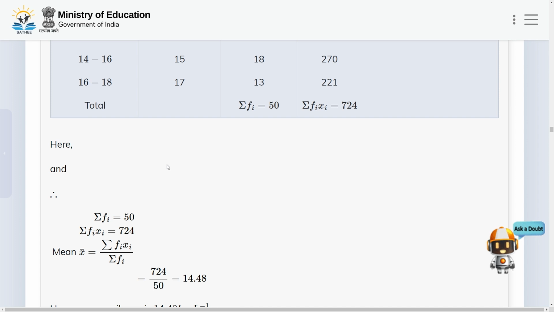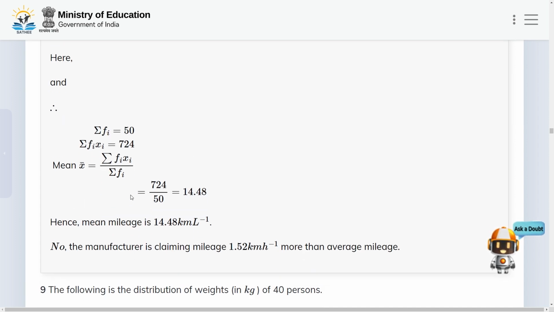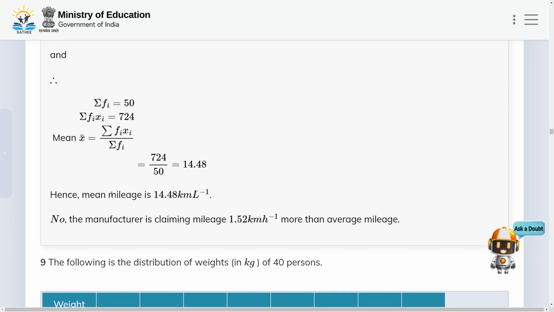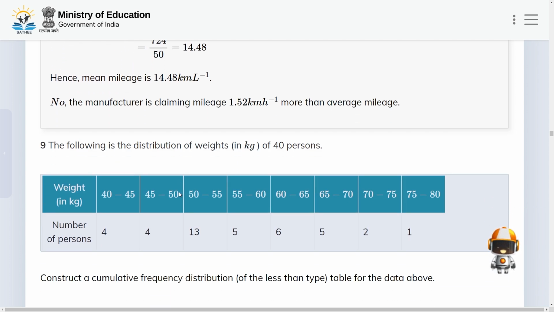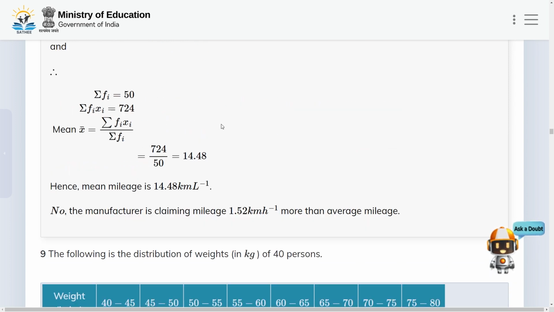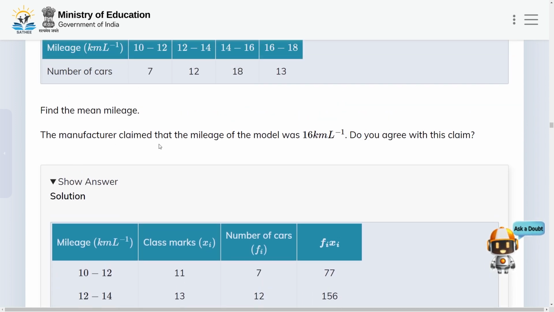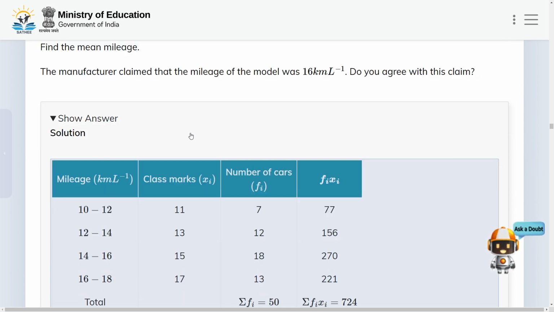From this table we get these two values: summation fi is 50, and summation fi xi is 724. We know the formula of mean: x bar equals summation fi xi divided by summation fi, which is 724 by 50, that is 14.48. Hence the mean mileage is 14.48 km per liter. The manufacturer is claiming a mileage 1.52 km per liter more than the average mileage. The manufacturer claimed that the mileage of the model was 16 km per liter, so this claim is actually a false claim.